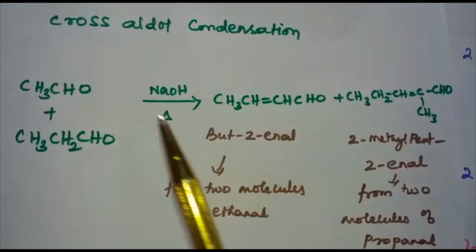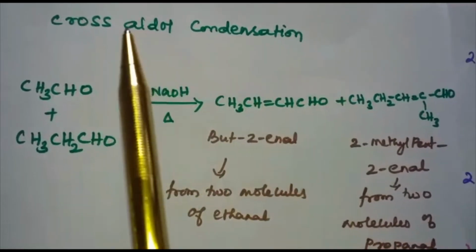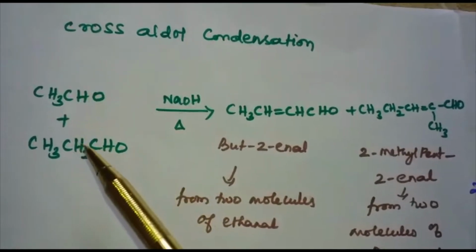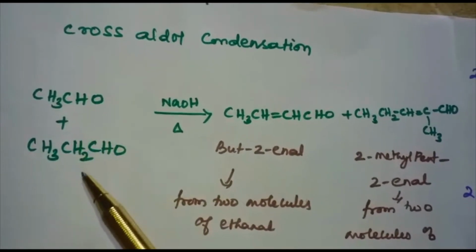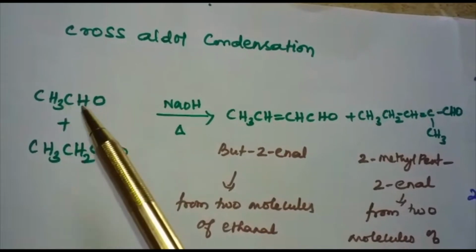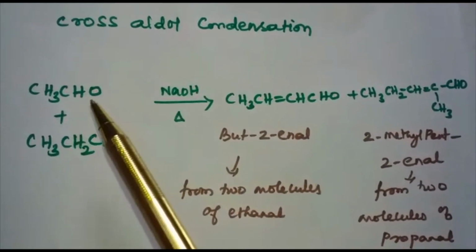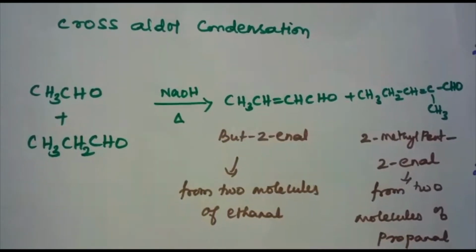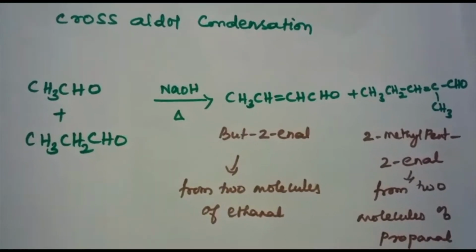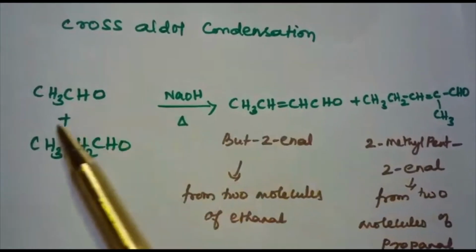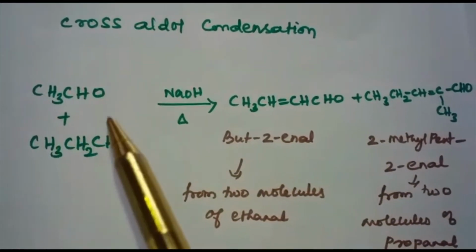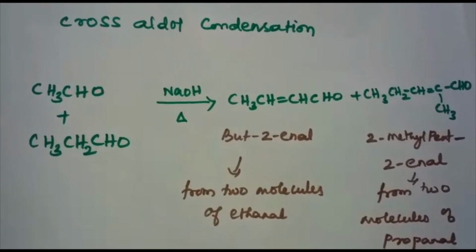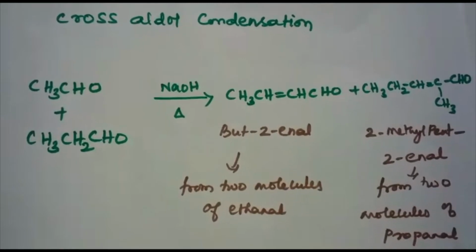Now let us discuss cross-aldol condensation. When aldol condensation is carried out between two different aldehydes or two different ketones, then it is known as cross-aldol condensation. If both the aldehydes contain alpha hydrogen atom, then we will get a mixture of four products. Here if you see ethanal and propanal, both of them have alpha hydrogen atoms, so we'll be getting a mixture of four products. How are we getting these four products? Let us see that now.